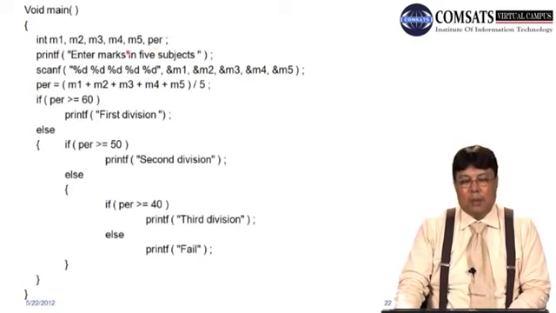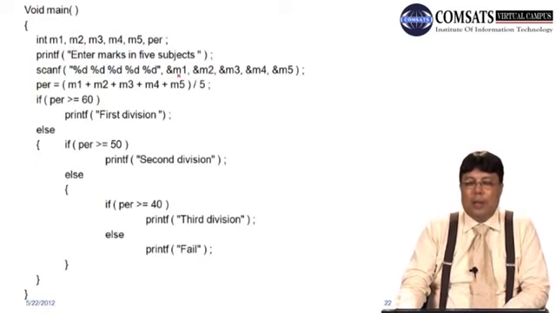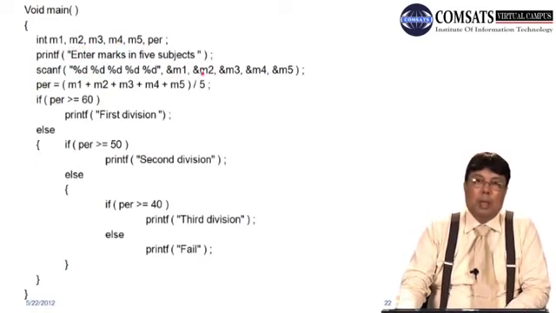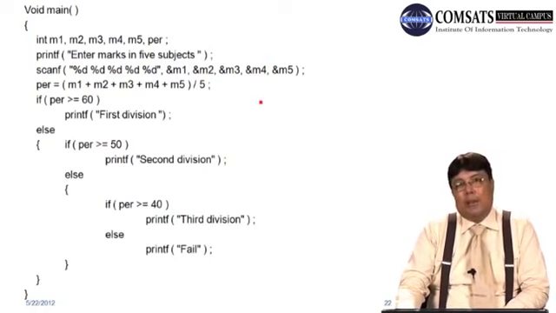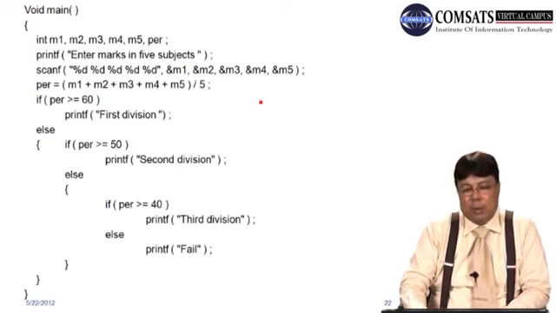Please enter marks in 5 subjects 1, 2, 3, 4, 5 and address operator of marks 1, 2, 3, 4, 5. These are the variables we defined, with address operators. We have entered these 5. Remember, when there is more than one argument in scanf, how can you distinguish? You enter data, pressing tab after each, or enter the first one, space bar, 2, space bar, 3, space bar, 4, space bar, 5.